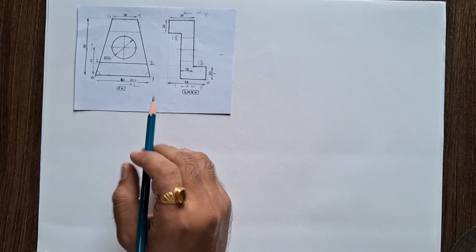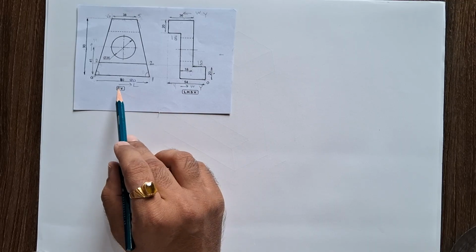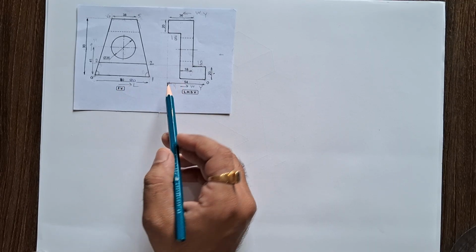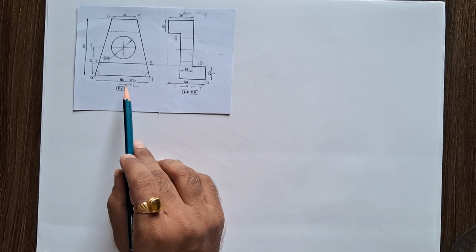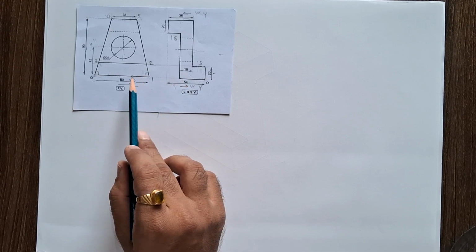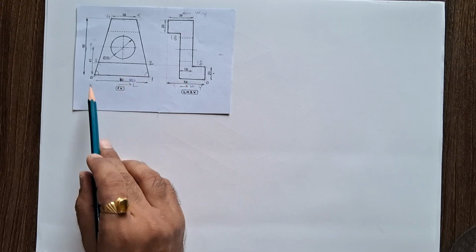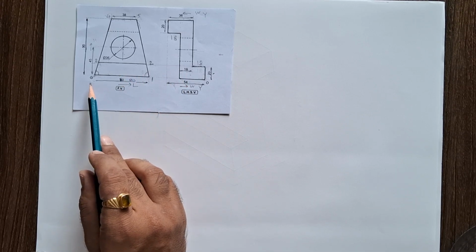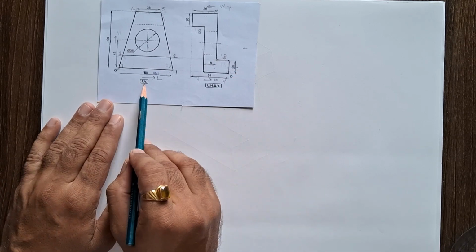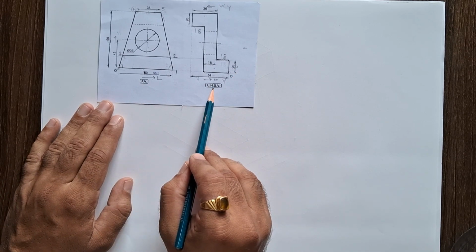So friends, in this session, we are going to solve another problem based on an isometric projection. The problem statement is: the figure shows front view and side view of an object. Draw its isometric projection about origin O and give the overall dimensions. Now here, the front view and left hand side view is given.